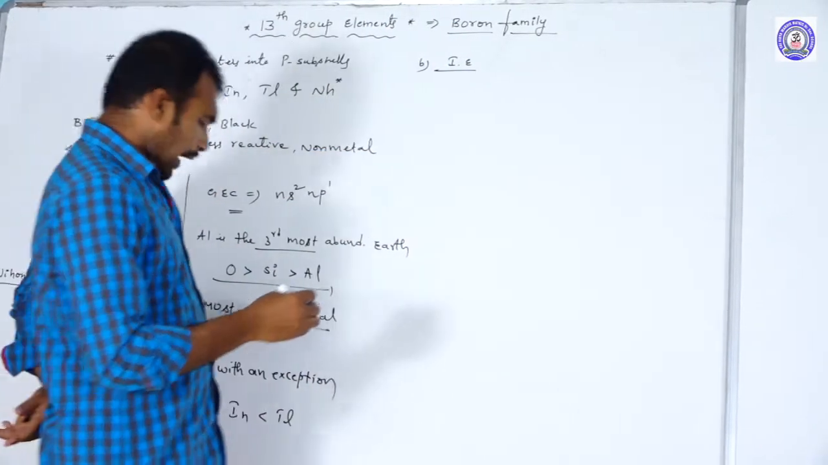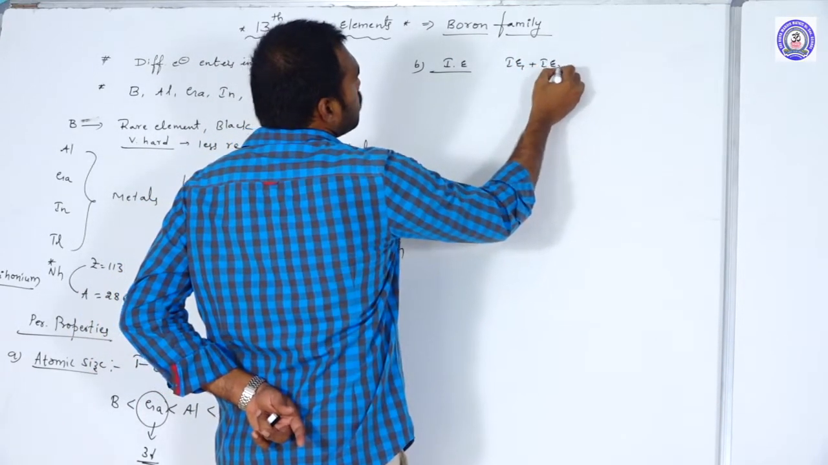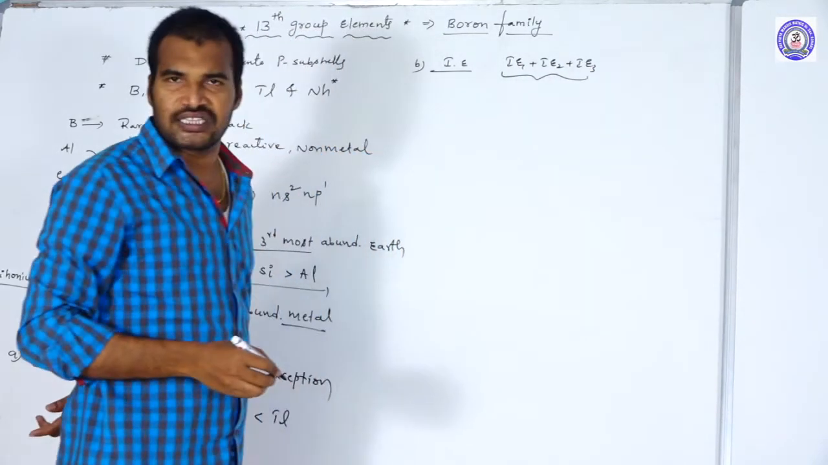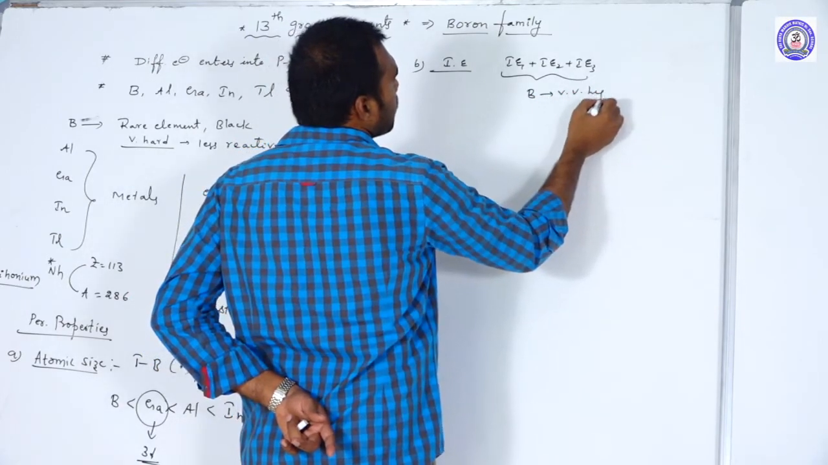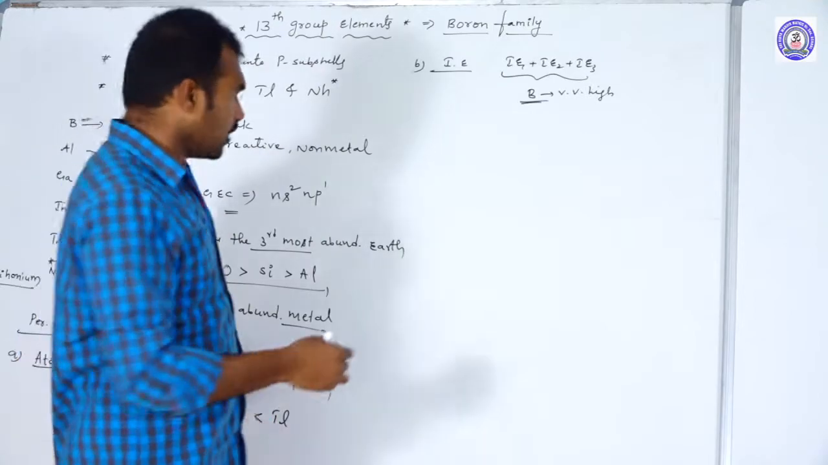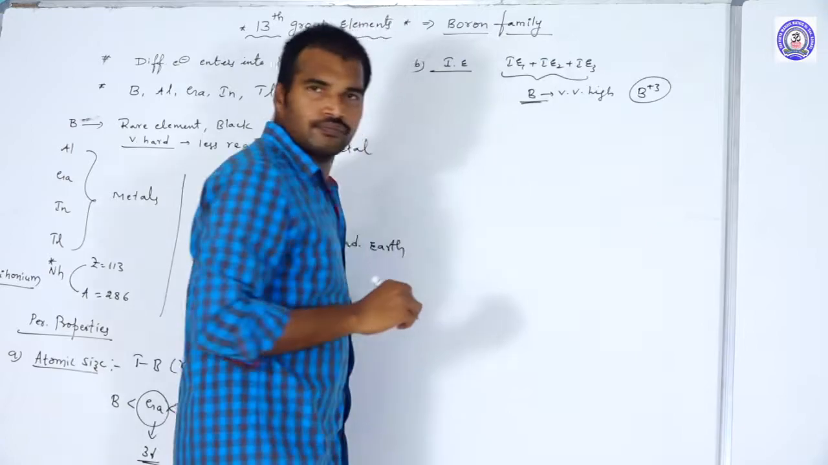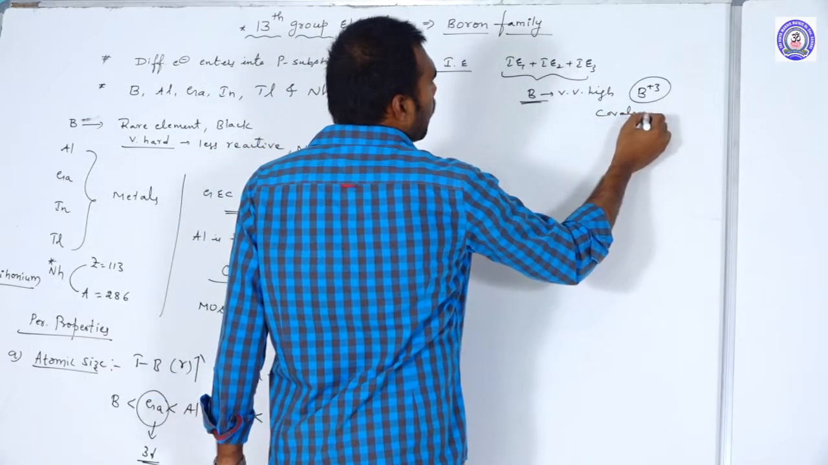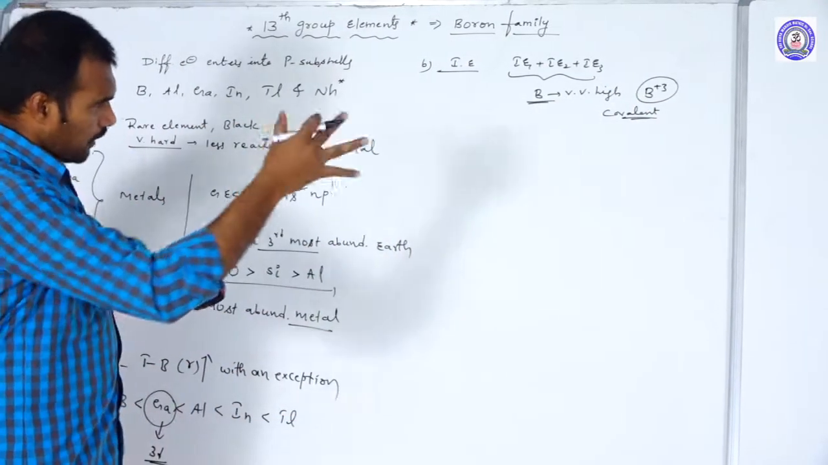When you check the ionization enthalpies, IE1 plus IE2 plus IE3, that means the sum of the first three ionization enthalpies of boron is very high. Because of its very high ionization energies, boron does not exist in the +3 form. That is why it always forms covalent compounds, only rarely ionic. So this is about boron.